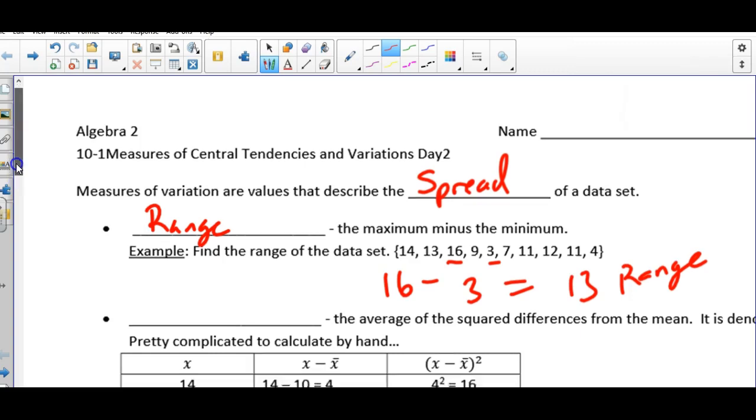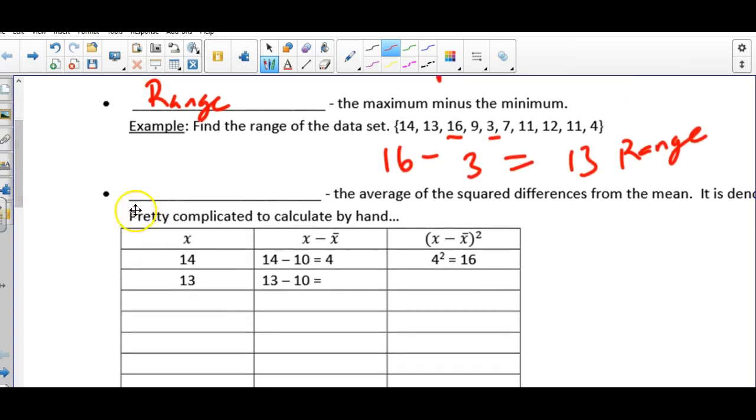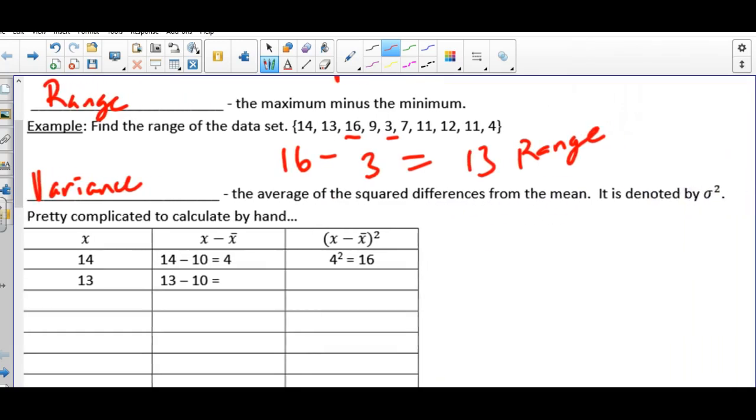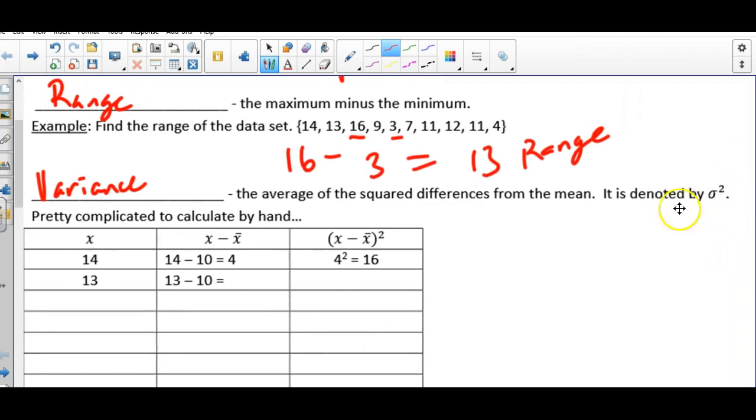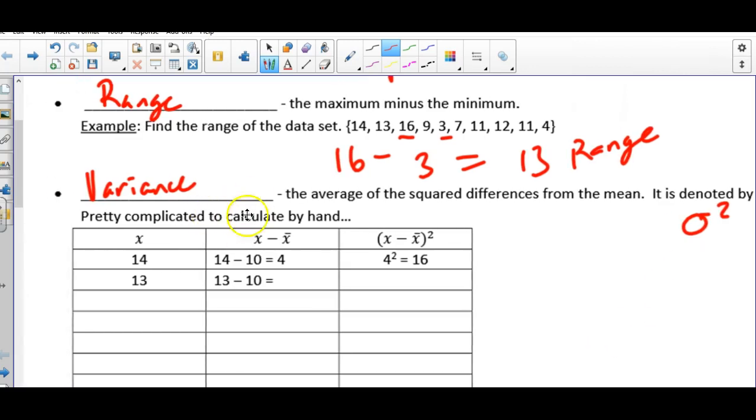Next right here, we have what's called the variance. The variance is the average of the squared differences from the mean. It is denoted by sigma squared. Doing it by hand, it's not complicated, in my opinion. Y'all remember X bar? X bar in this case is 10.